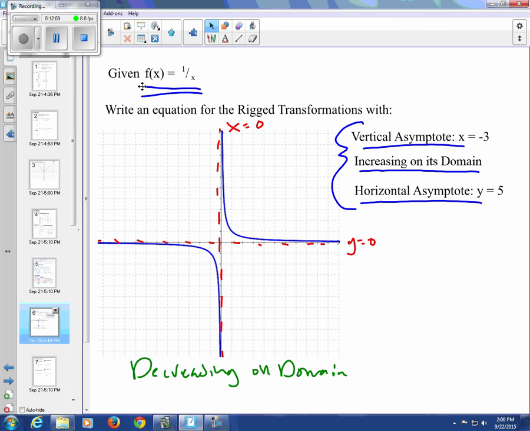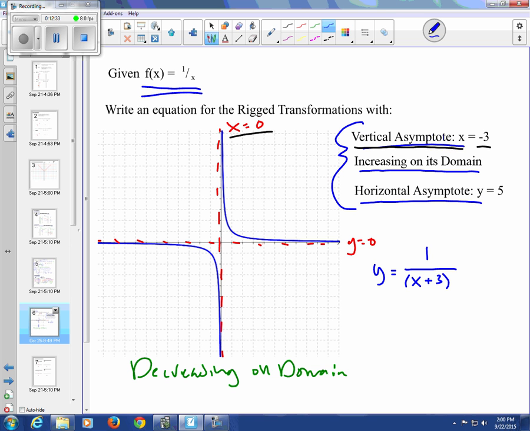Okay, so right here, the first thing I want to look at is getting a vertical asymptote at negative 3. Well, that would be a horizontal shift of my vertical asymptote at 0, 3 in the negative direction. And that means the first thing I'm going to want to do is take my original function and add 3 directly to the x in the denominator, right?